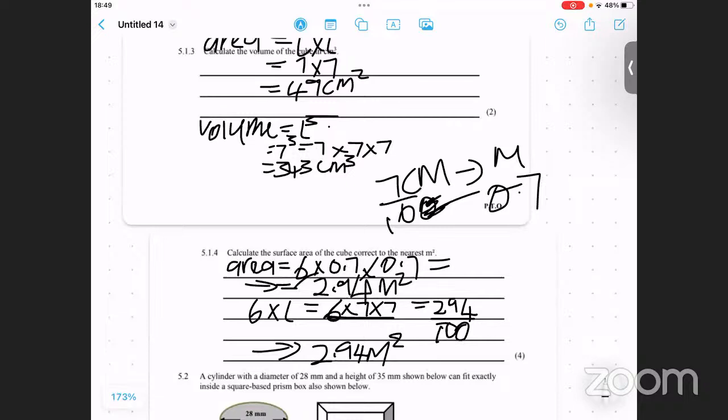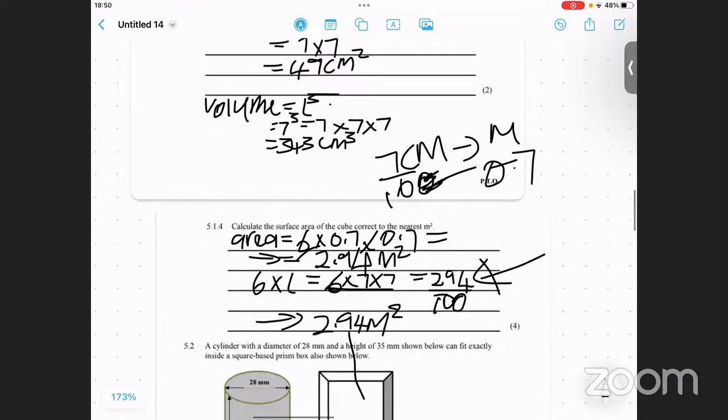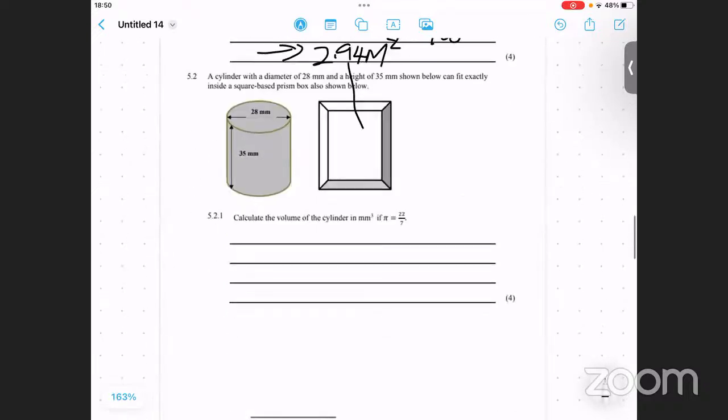So that means that the one I said earlier on is absolutely wrong because it gives us a totally different answer. The safe way to go is this one. We just take 6 multiplied by the length squared. So it's 6 times 7 times 7, and then you get your answer and then you convert, right? And let's see, the last question here is on a cylinder.